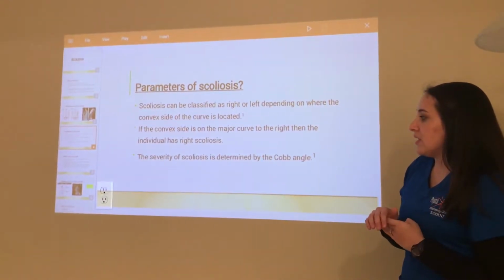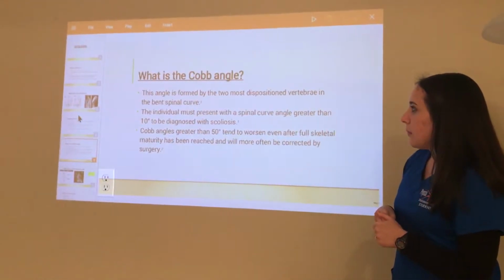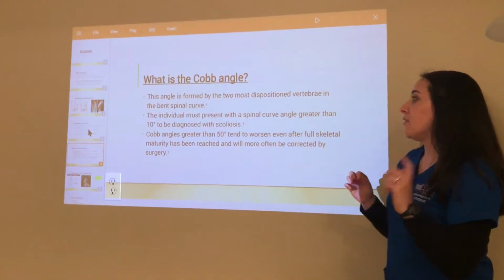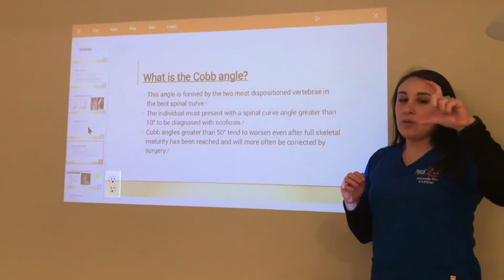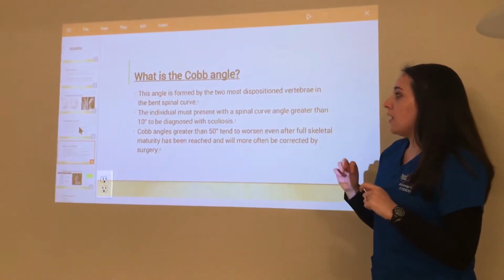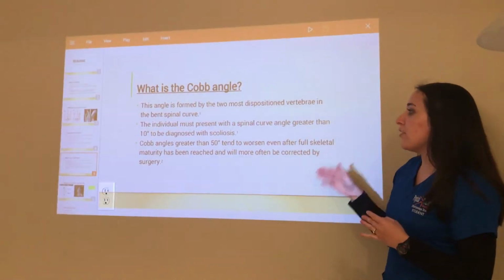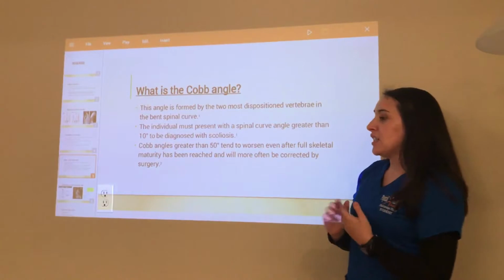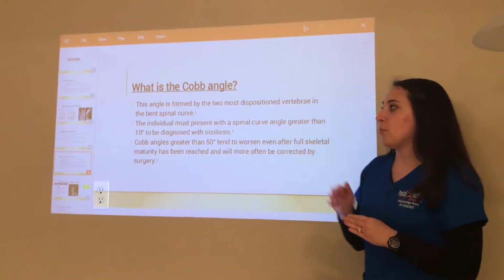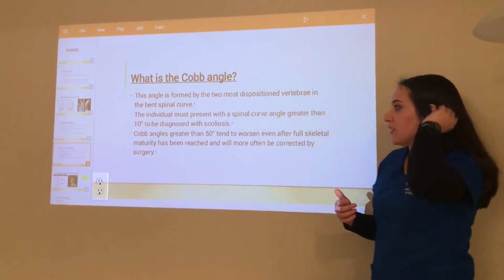The severity of scoliosis is determined by the Cobb angle. So what is this Cobb angle? The Cobb angle is the angle formed by the two most displaced vertebrae of the bent spine. So the two vertebrae that are most out of alignment, the angle that those two vertebrae form. The individual must present with a spinal curve, or this Cobb angle, greater than 10 degrees to be diagnosed with scoliosis. Some people may have slight deviations of less than 10 degrees. We all maybe don't have a perfect straight line, but it has to be 10 degrees to be actually diagnosed with scoliosis.